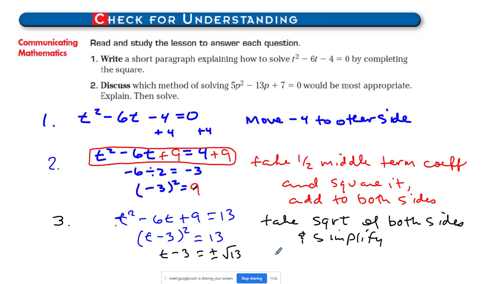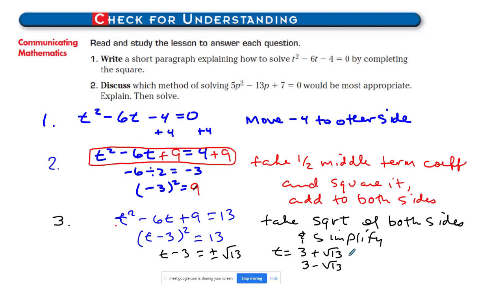Okay, so our answer is going to be, when we add 3 to both sides, t is equal to 3 plus square root of 13, or 3 minus square root of 13. Now, the square root of 13 is between 3 and 4. Like 4 times 4 is 16. 3 times 3 is 9. 9 is 4 away from 13. 16 is only 3 away from 13. So it's going to be a little bit more than 3.5. So I would guess maybe 3.6 as the square root of 13 if I didn't have a calculator.